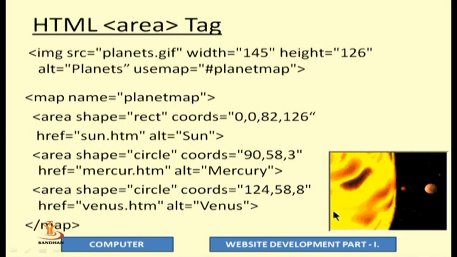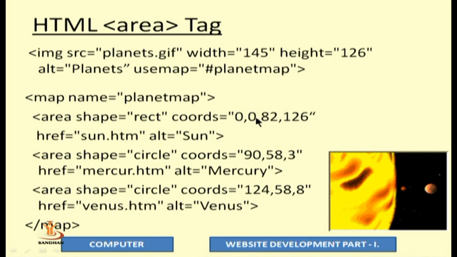Suppose this is the portion of the sun. So for the sun I want a rectangle shape. So rectangle starting from some portion, that is one coordinate, and this is the second coordinate. So the first coordinate and second coordinate, and whatever area comes in between is covered by my area. So I am writing area having shape rectangle. So shape equal to rect. Coordinates will be the starting position and ending position.